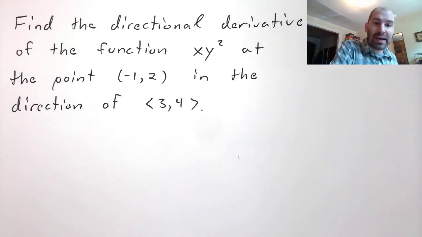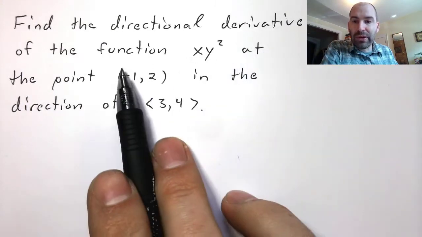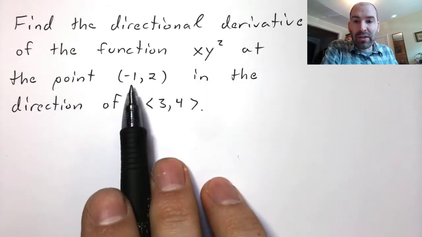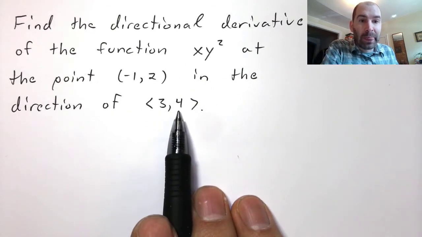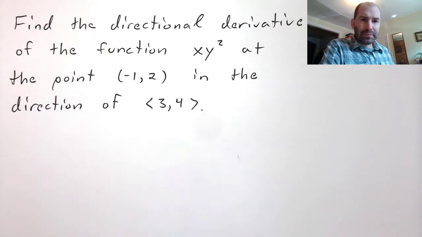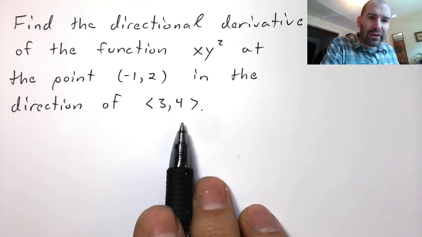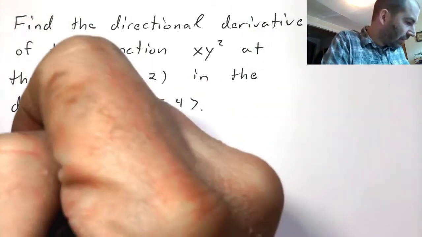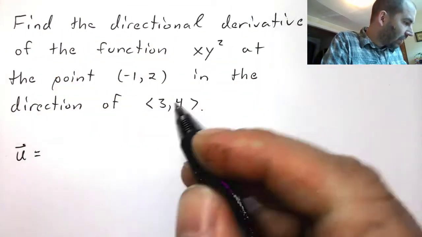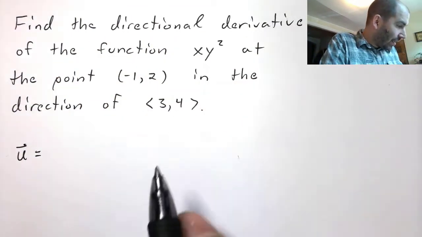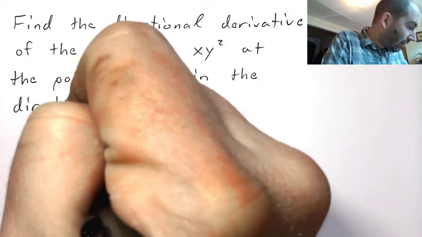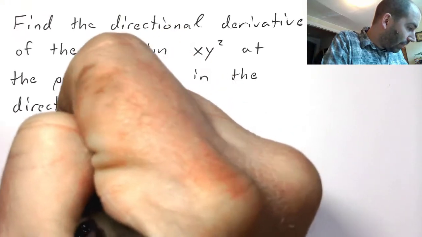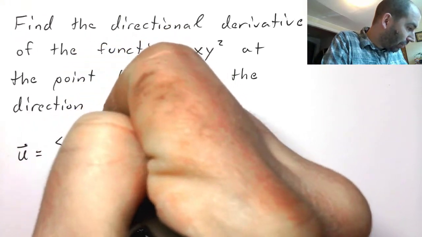So let's look at this example. Find the directional derivative of this function at the point -1, 2 in the direction of 3, 4. Okay? So let's first find the unit vector corresponding to this direction. Okay, so the unit vector here is going to be, well, I'm going to take this vector and divide by its magnitude. So I'm going to take the vector 3, 4 and divide by the magnitude of 3, 4.